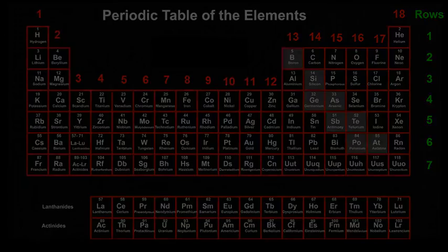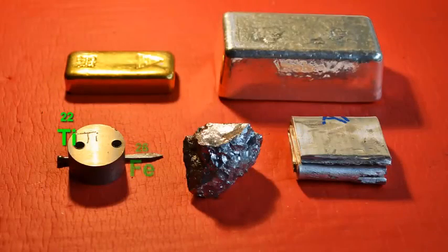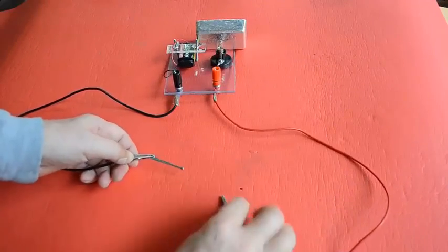This divides the elements into metals on the left and non-metals on the right. What is a metal? Here's a few: titanium, iron, chromium, aluminium, silver, and gold, with the atomic numbers above the symbols. Have you noticed that these metals are shiny and solid? They all are, well, except for liquid mercury.